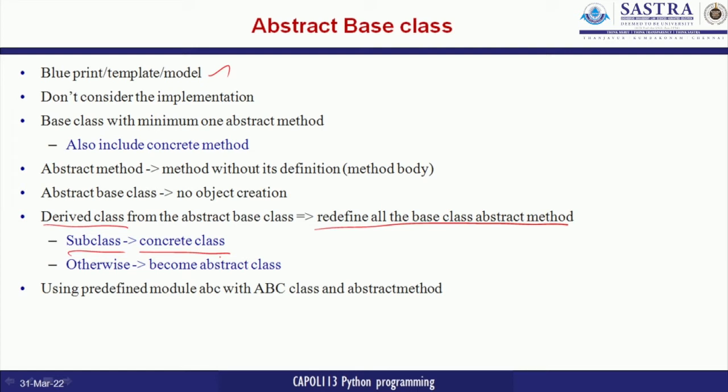In order to implement the abstract base class in Python, we have to import the ABC module, because by default we can't implement an abstract base class in Python. So we should use this predefined module ABC. From this module, we should import the predefined ABC class as well as the abstract method. Now I will move on to a few examples in Python showing how to create an abstract base class.